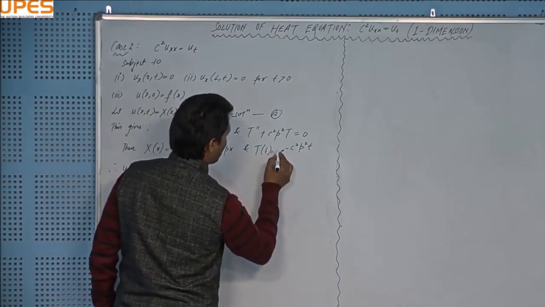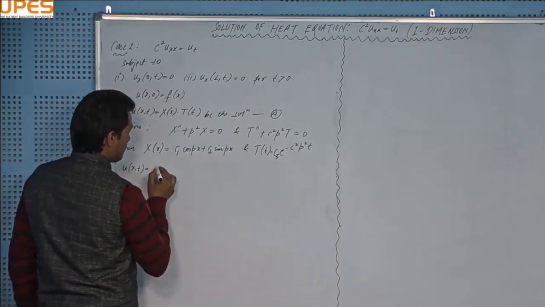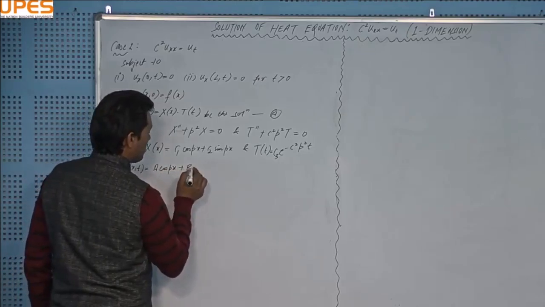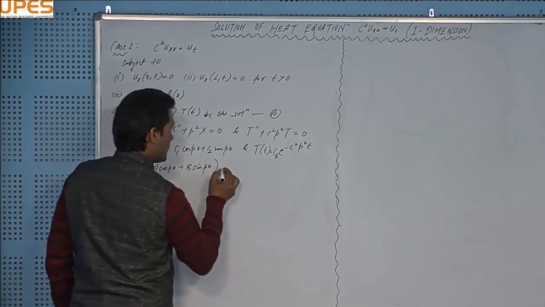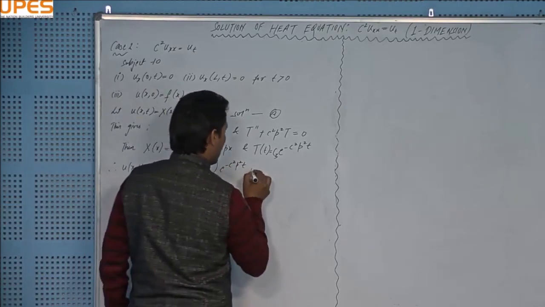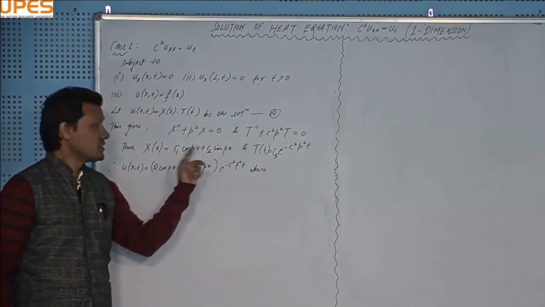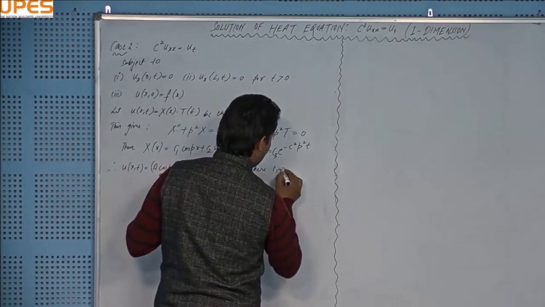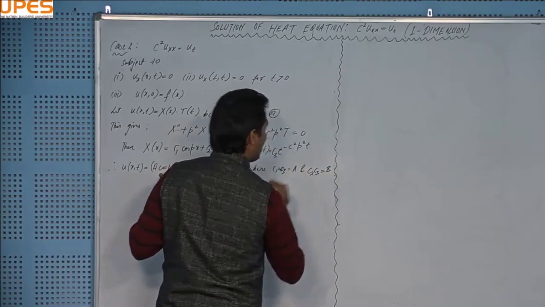I think that should be C3, right? Then on multiplying these two, I will be getting something like this: a cos px plus b sin px multiplied by e to the power minus c square p square t, where I have replaced the product of C1 and C3 by capital A, C1 C3 equal to capital A, and C2 C3 equal to capital B, right?